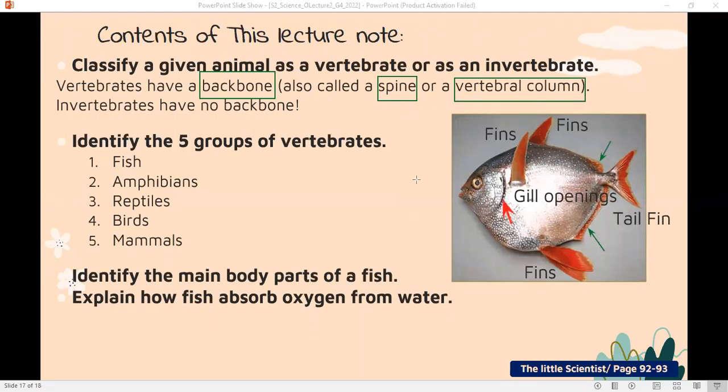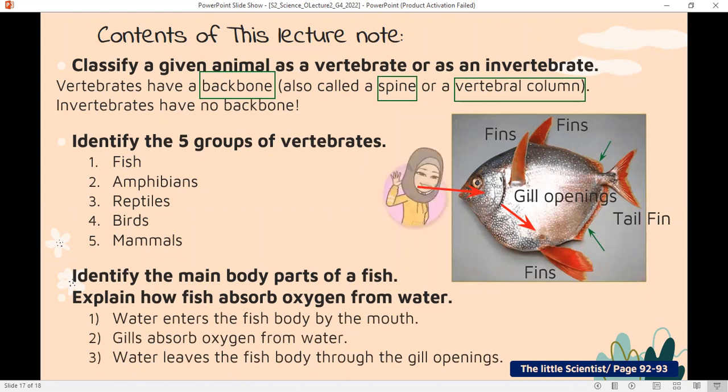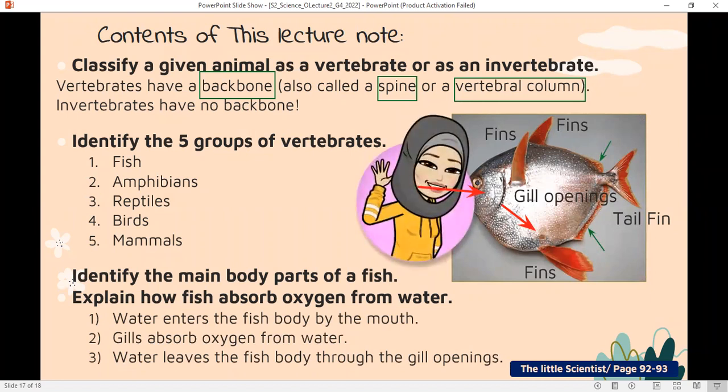What happens when a fish breathes? Water goes in through the mouth and it moves out through the gills opening. But before the water leaves the fish body, the gills take the oxygen from the water. This is how fish breathe. So water enters the fish body through the mouth, gills take the oxygen from water before it leaves the fish body, and then the water leaves the fish body. Okay, this is everything for today. Don't forget that fish are also cold-blooded and oviparous animals.